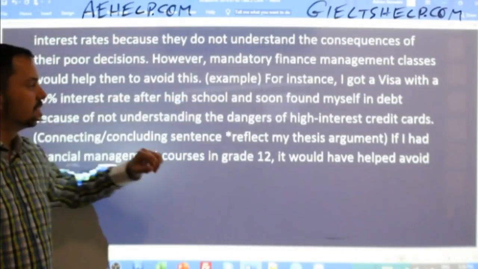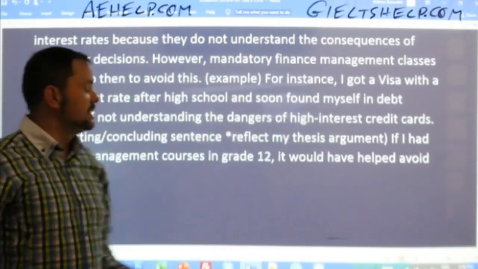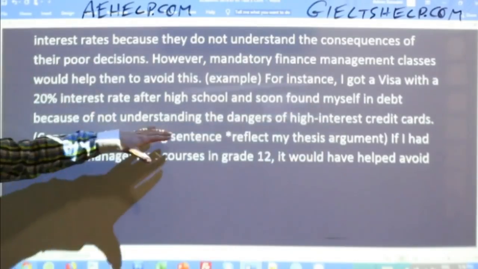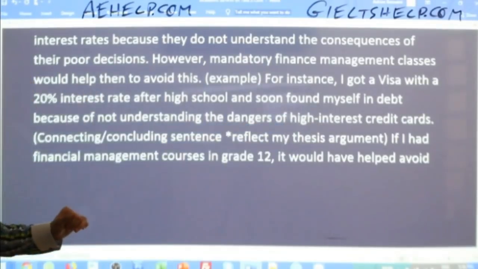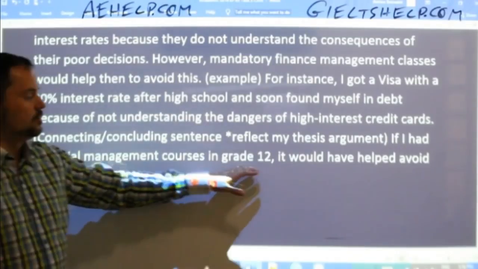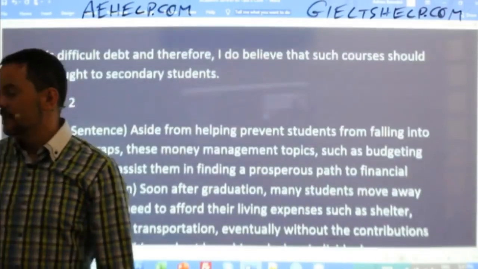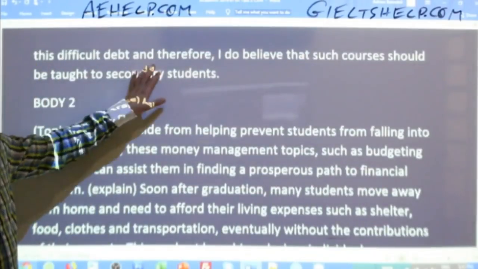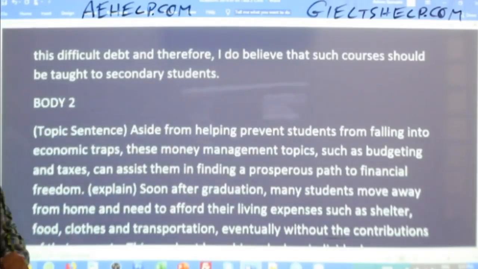For instance, I got a Visa with a 20% interest rate after high school and soon found myself in debt because of not understanding the dangers of high-interest credit cards. If I had financial management courses in grade 12, it would have helped avoid this difficult debt, and therefore I do believe that such courses should be taught to secondary students.